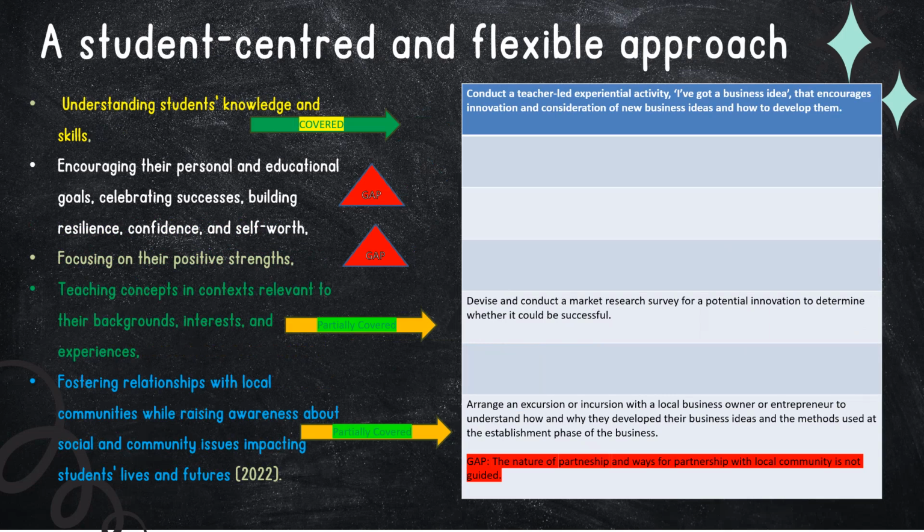So let's look at the student-centered and flexible approach. Yes, this is where this study design needs to work. As you can see, criteria 2 and 3, which are more about personalizing the learning, understanding each student, and differential learning, are not there. Yes, there are some teaching contexts relevant to their background. There is some attempt to involve the local community. For example, business owners might come and do the business. However, how this partnership will take place is not clear. So again, it depends on the individual teachers how they're going to implement it.